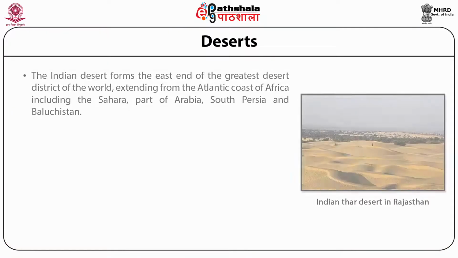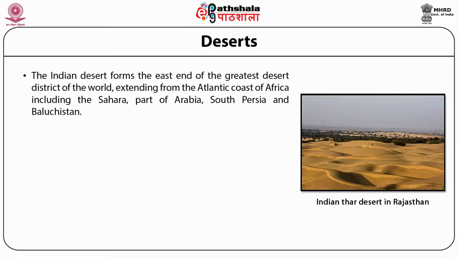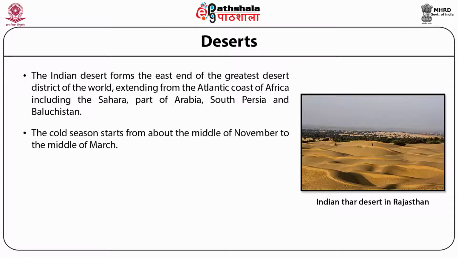Indian deserts. The Indian deserts form the east end of the greatest desert district of the world, extending from the Atlantic coast of Africa, including the Sahara, part of Arabia, South Persia, and Balochistan. The climate of this region is characterized by excessive drought, the rainfall being scanty and irregular. The winter rain of northern India rarely penetrates into the region, and there is thus only one rainy season. The cold season starts from about the middle of November to the middle of March.